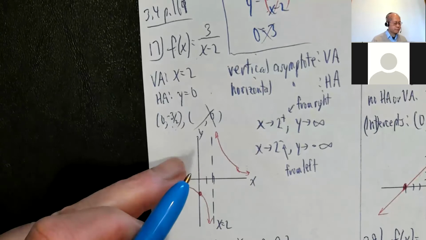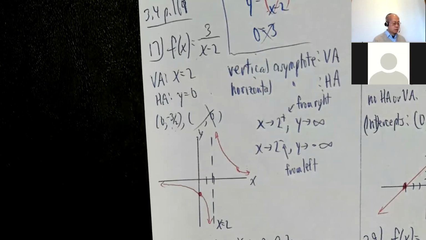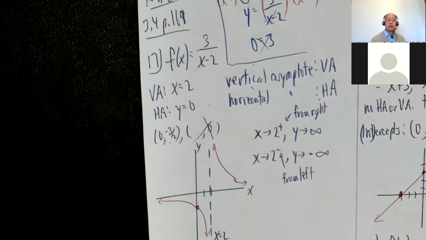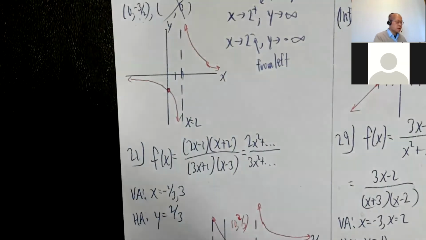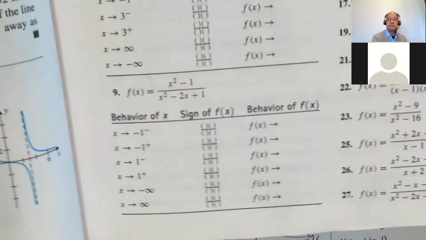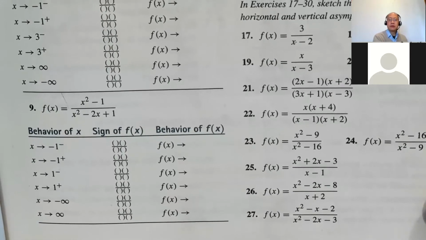All right, so that's it for that one. 21 is a much harder problem. There's a lot more stuff going on, unfortunately. So 21, f of x equals blah, blah, blah, blah, blah, all that stuff.